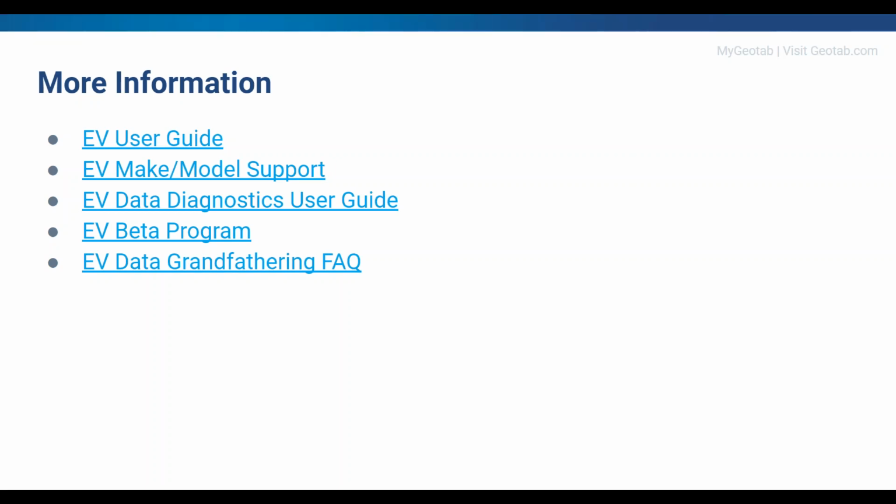For more information, there's a lot of new documents for you here. We have a user guide. That goes into a lot more information about each feature, goes more in depth than what we covered today. The make model support reference, just to check what is available for your specific EVs. The data diagnostic user guide, so that's if you want to dig into more advanced reporting, you can see what all those data diagnostics mean. The beta program, if you're interested in learning more about that and signing up. And if you've had some EVs that were grandfathered in and you have some questions, there's an FAQ for that as well.